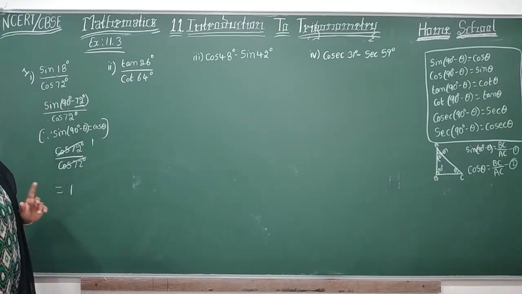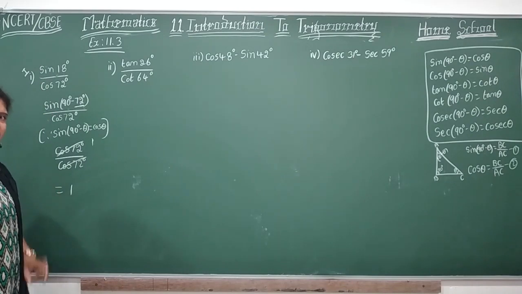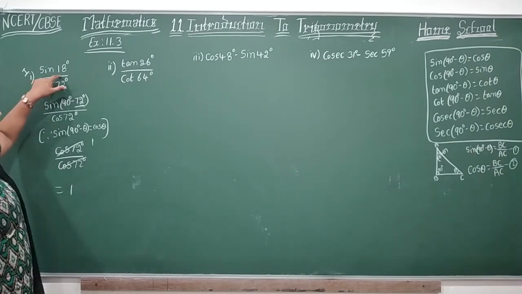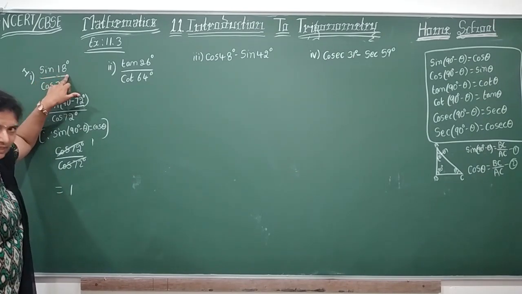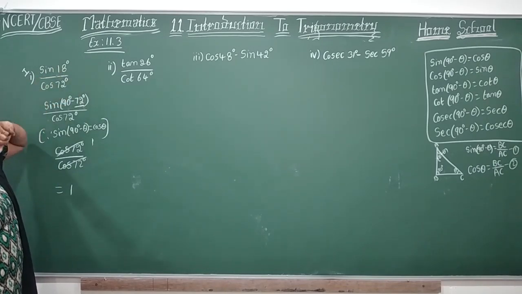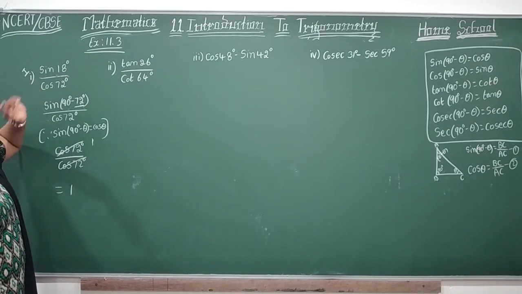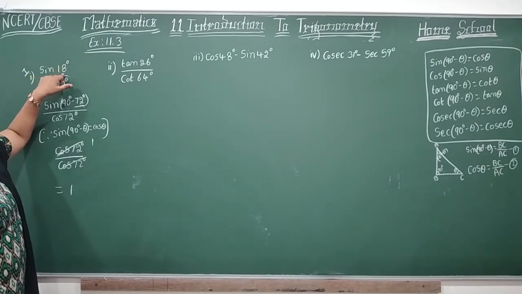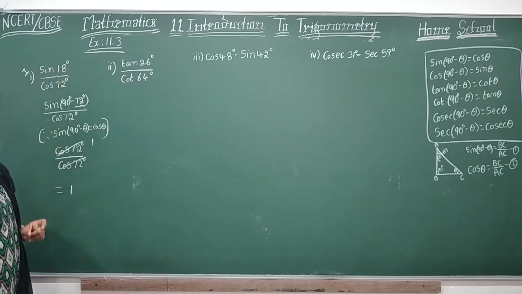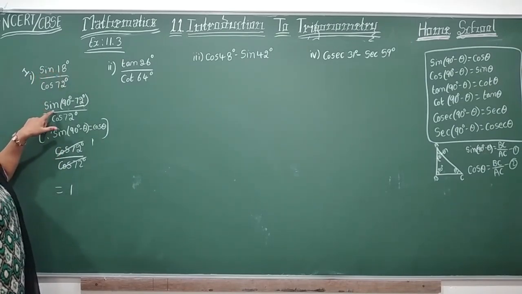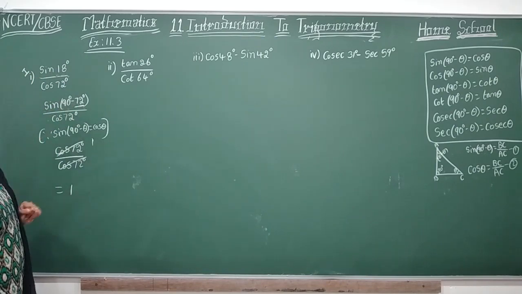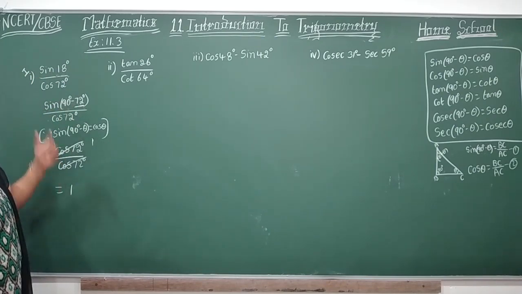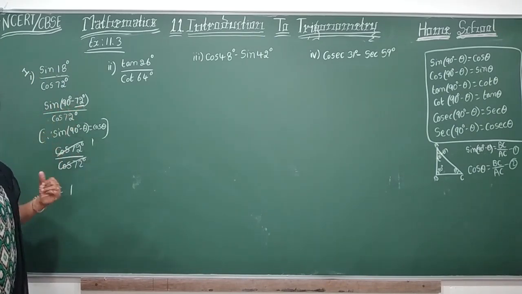So first step, how to write, understand carefully. Keep in your mind 90 degree. How much if you subtract, you will get 18. Or another way of remembering, 90 degree subtract 18, how much are you going to get? 72, right? So that number you remember in your mind and write sine 90 degree minus 72. Thereafter continue. Sine 90 minus theta will be cos theta. Cos theta by cos theta will be 1.